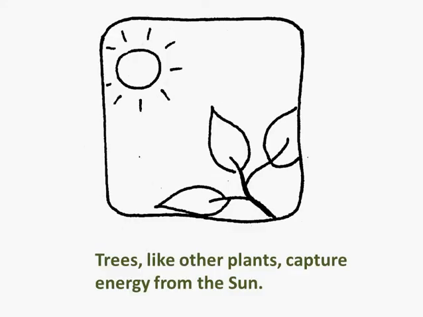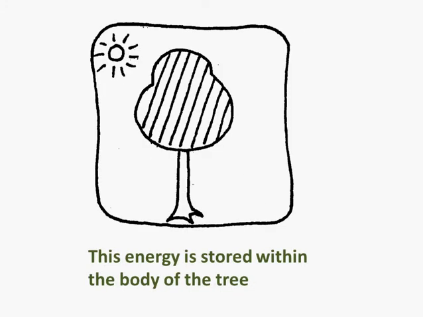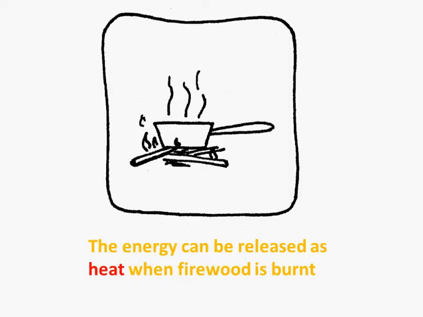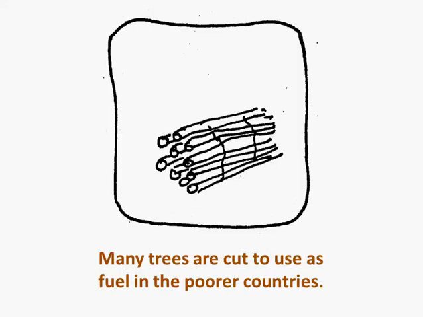Trees, like other plants, capture energy from the sun. This energy is stored within the body of the tree. The energy can be released as heat when firewood is burnt. Many trees are cut to use as fuel in the poorer countries.